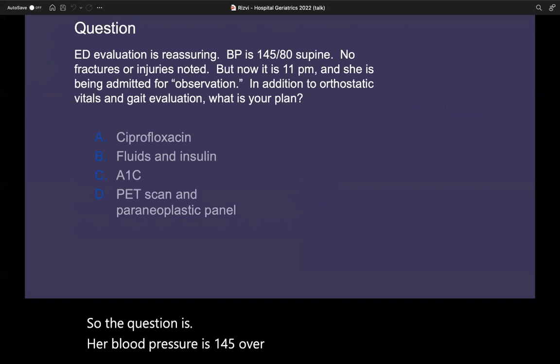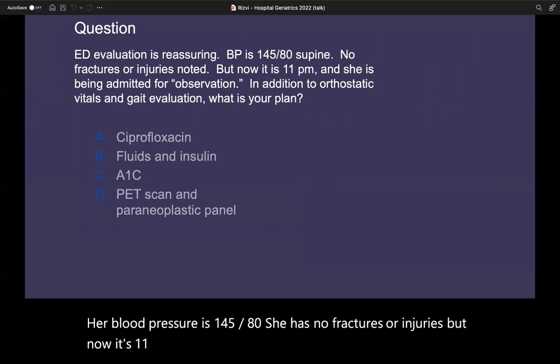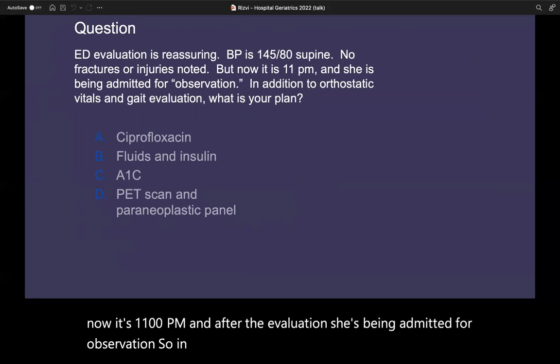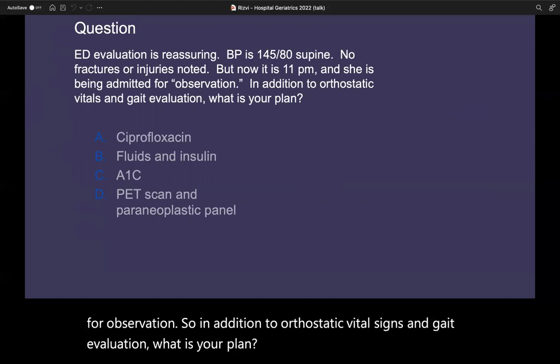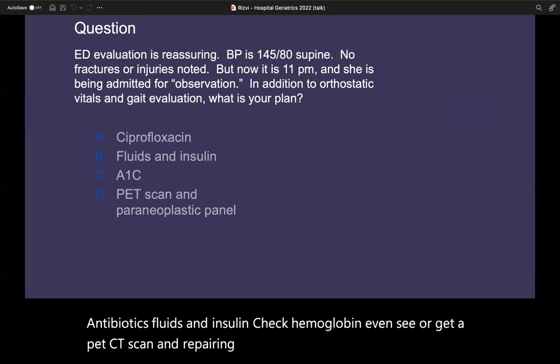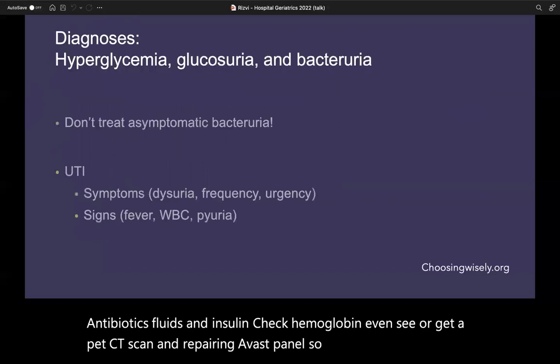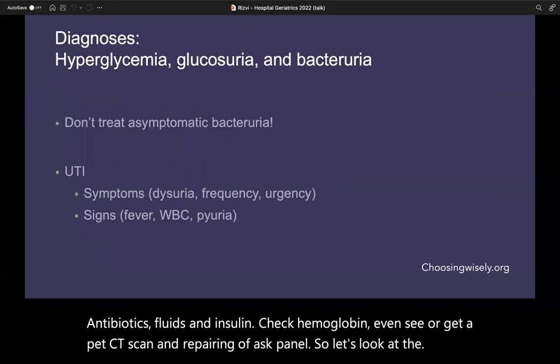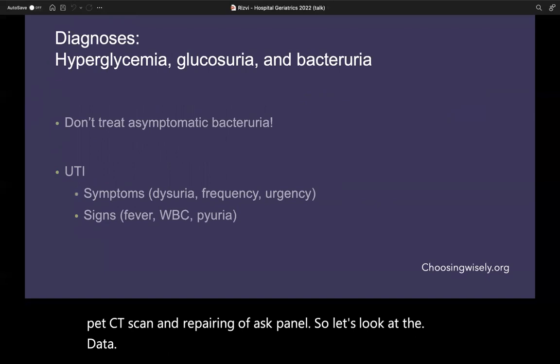She has no fractures or injuries, but now it's 11 p.m. and after the ED evaluation, she's being admitted for observation. So in addition to orthostatic vital signs and gait evaluation, what is your plan? Antibiotics, fluids and insulin, check a hemoglobin A1C, or get a PET CT scan and a paraneoplastic panel. So let's look at the data. Her diagnosis practically is hyperglycemia, glucosuria, and bacteriuria.